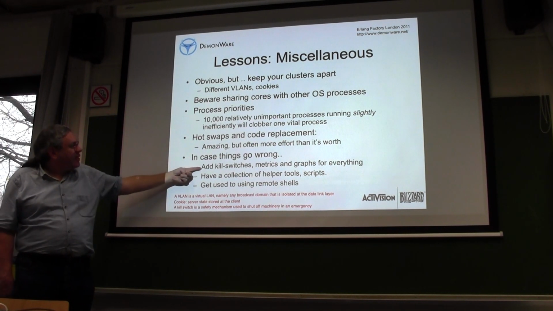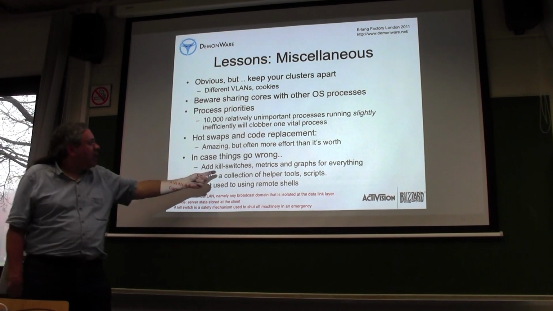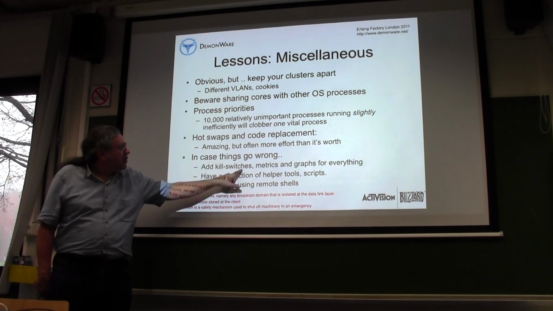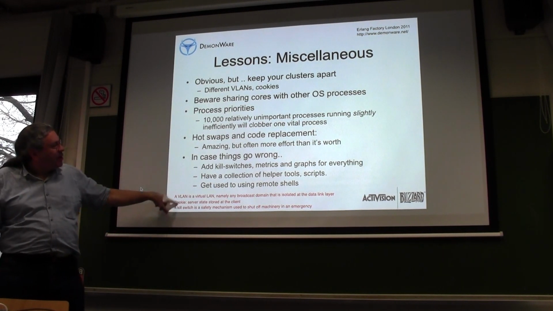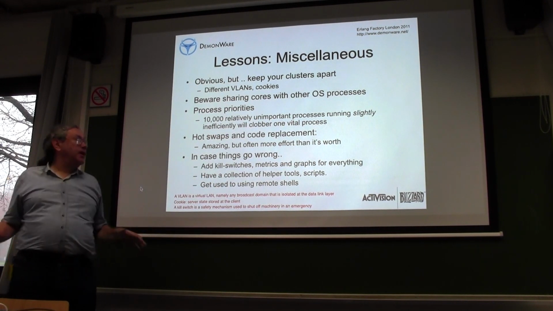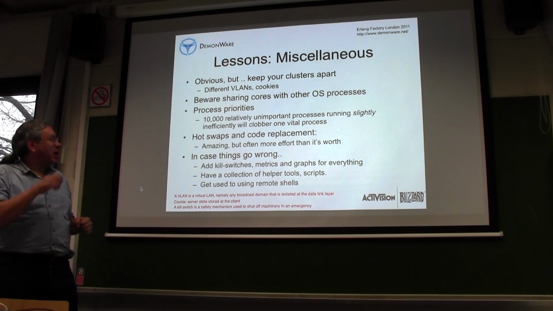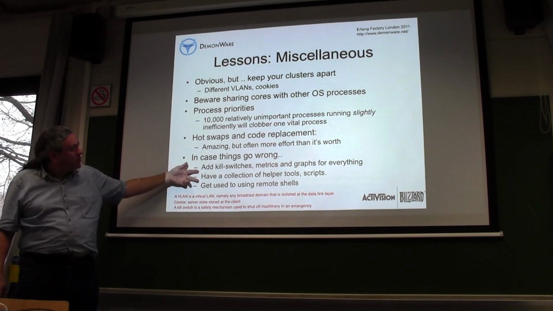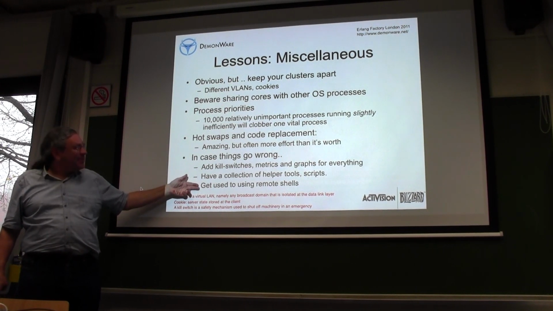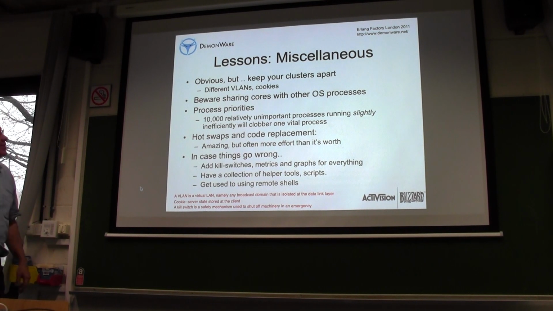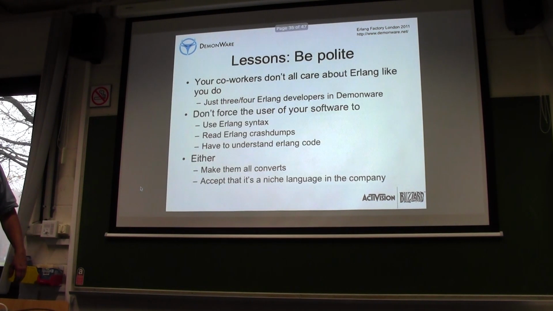And then things like kill switches, metrics graphs. A kill switch is a mechanism that's used to shut something down in case of an emergency. So if something is going wrong, just shut it down. Lots of helper tools, remote shells for debugging. So this is all the industrial stuff. Here you're really getting some real industrial lessons.